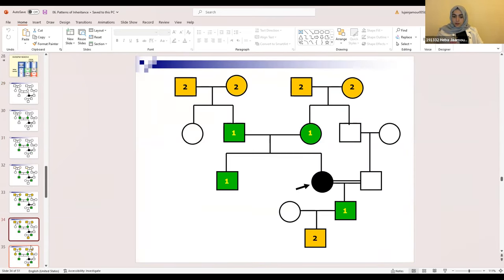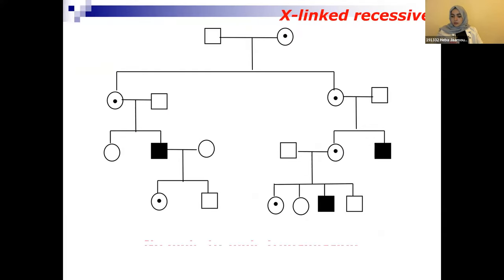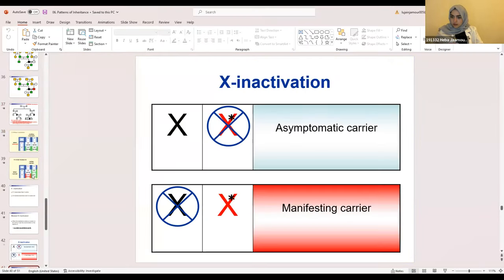So, let's talk about autosomal recessive. Autosomal recessive, no male to male transmission. Oh, no, this is not autosomal. This is X-linked. Sorry.